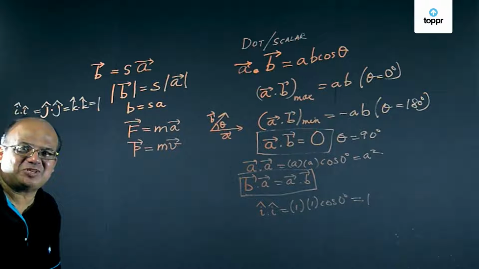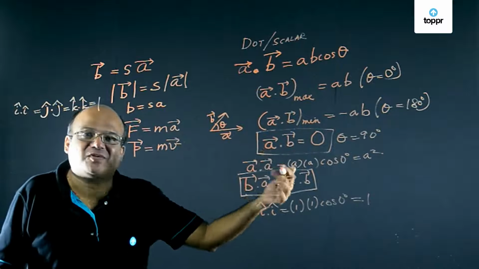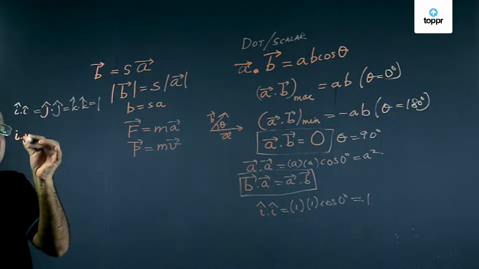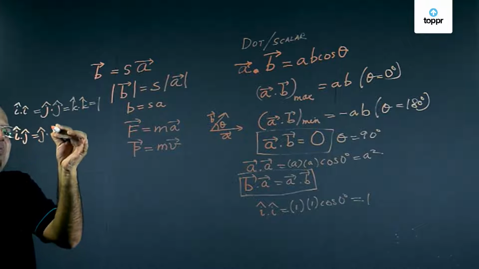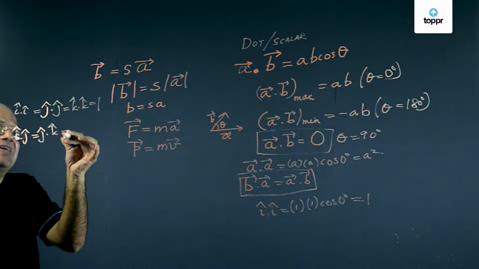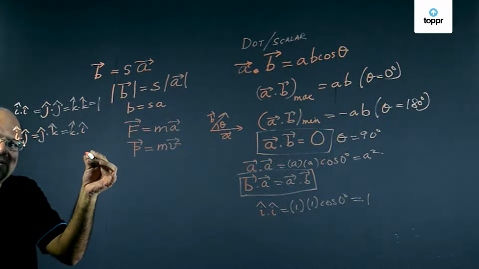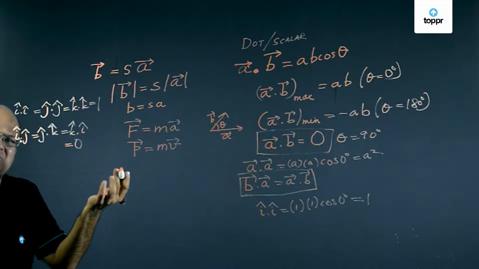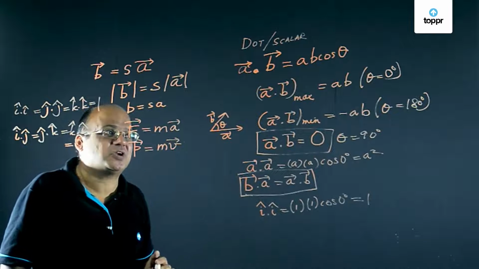What will be i cap dot j cap? 0. Dot product of perpendicular vectors is 0. So i cap dot j cap is the same as j cap dot k cap is the same as k cap dot i cap, and all are equal to 0 in any order, because order doesn't matter in dot product. Dot product is commutative.